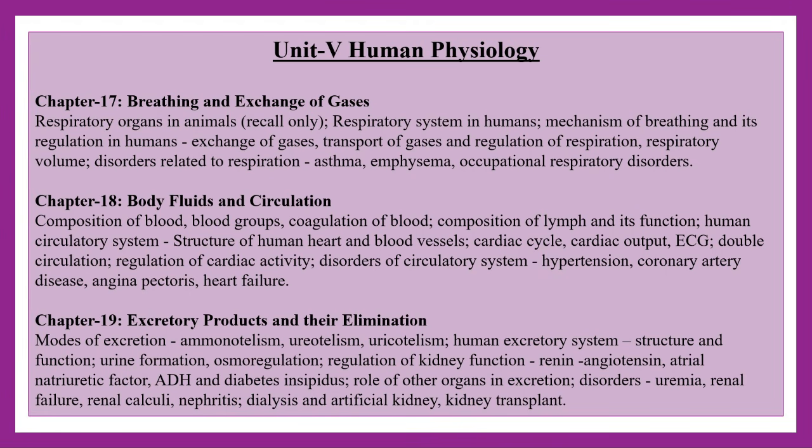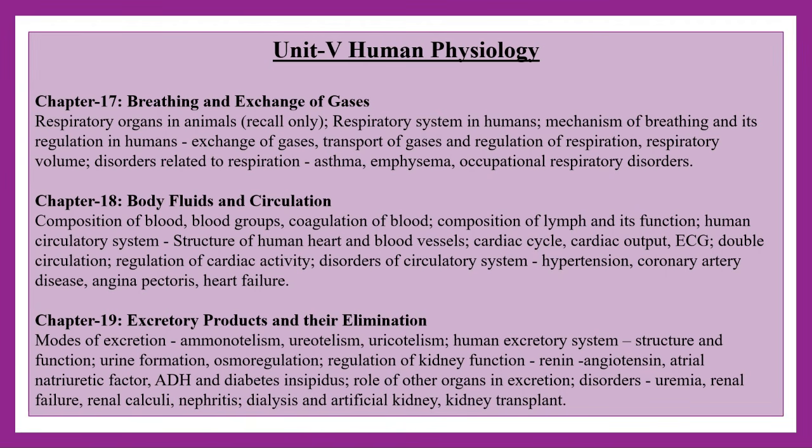Chapter 18. Body fluids and circulation. Here we understand the circulatory system, especially the heart, blood, and the blood vessels. Topics include blood components, ABO blood group, clotting of blood, heartbeat, ECG, and double circulation. This chapter often includes diagram-based questions, especially of the human heart.